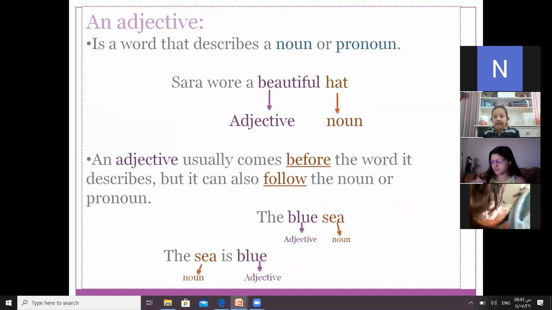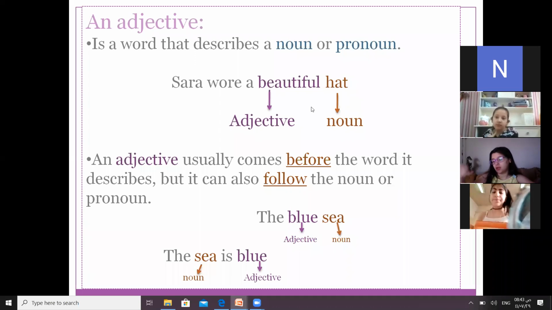Now, what do I mean by adjective? An adjective, girls, is a word that describes a noun or a pronoun. When we are describing, for example, Tara wore a beautiful hat. Here we are describing the hat. It is what? Beautiful. So beautiful is the adjective and hat is the noun.